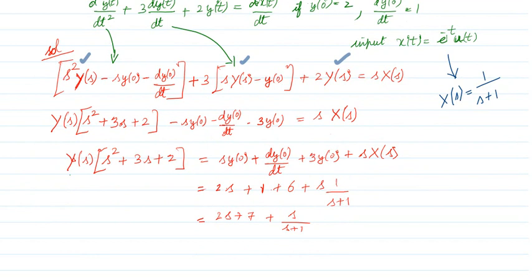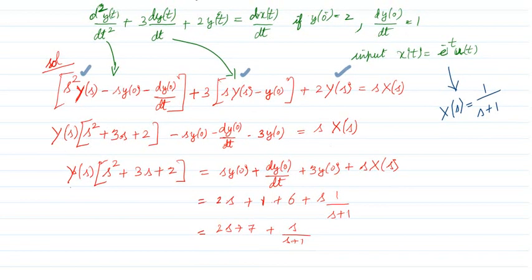We got this term. So here, what is the initial condition given in the question? If you look at the question, y of 0 is 2. So 2 into s, y of 0 is 2. dy naught by dt is 1, so it is 1. 3 into y naught, y naught is 2, so 3 into 2 is 6. 1 plus 6 is 7. We got this. So this is the expression for y of s.